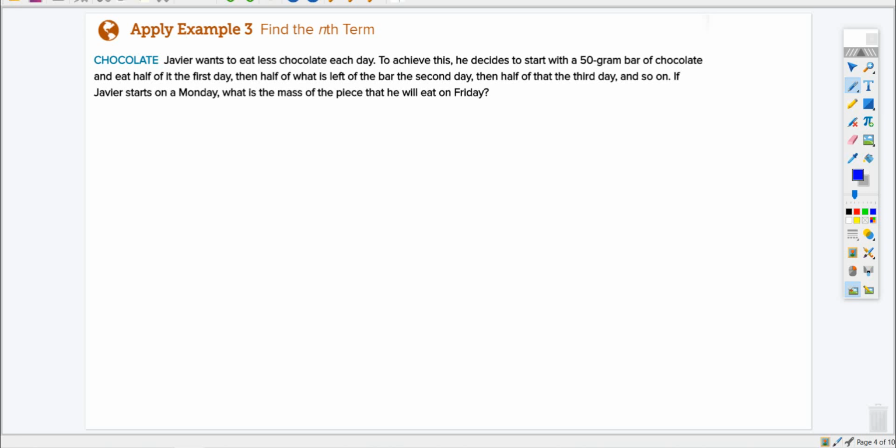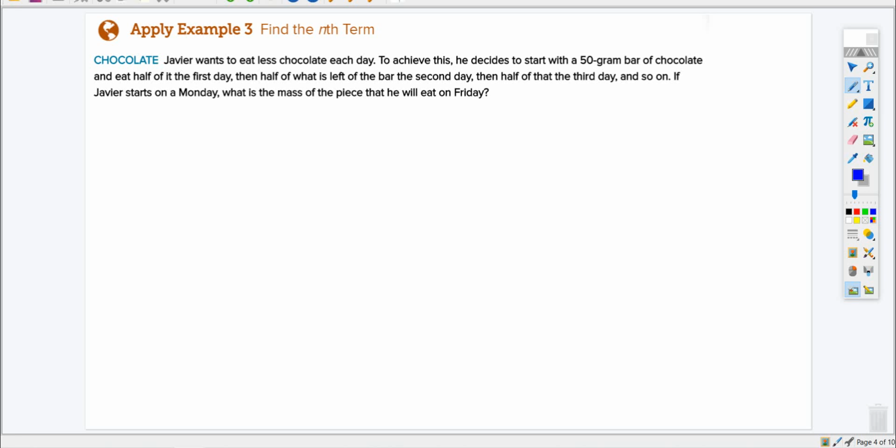Okay, let's see a word problem. As you can see the word icon over there on the corner, that's a word problem. Javier wants to eat less chocolate each day. To achieve this, he decides to start with a 50-gram bar of chocolate and eat half of it in the first day. Then half of the leftovers of the bar on the second day, and half of that the third day, and so on. So it looks like he's eating half and half each day. If Javier starts on a Monday, what's the mass of the piece that he will eat on Friday? So how much he's eating on Friday is the question.